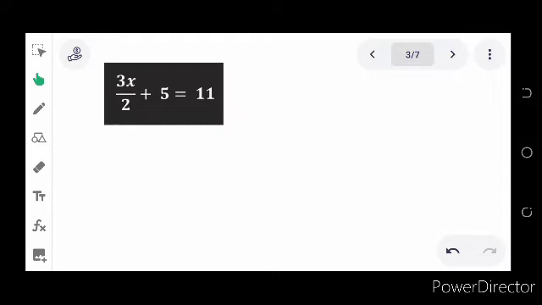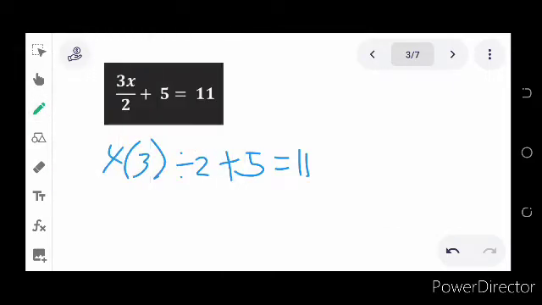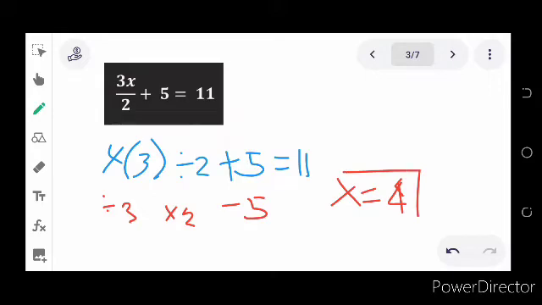Third example, you now have fractions. So you have 3x over 2 plus 5 equals 11. So what happens here is x times 3 divided by 2 plus 5 equals 11. So reverse the operations. You have minus 5, times 2, and then divide by 3. That will be now the value of x. 11 minus 5 is 6, times 2 is 12, divided by 3, that gives you 4. So the value of x here is just equal to 4. So when you check, 3 times 4 is 12, divided by 2 is 6, plus 5, that gives you 11.